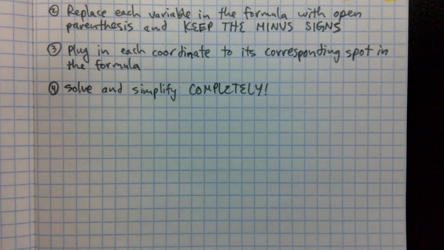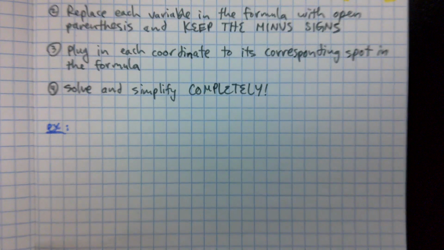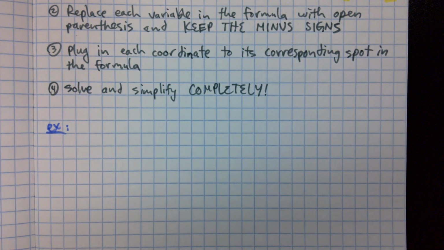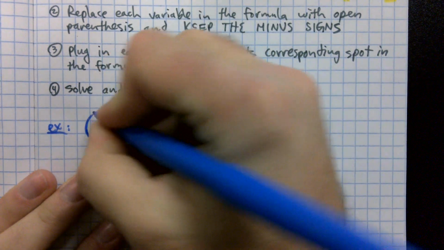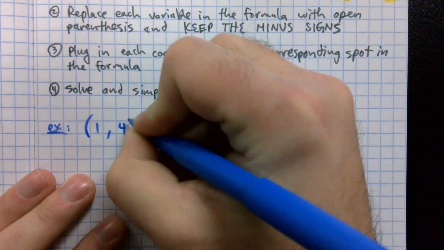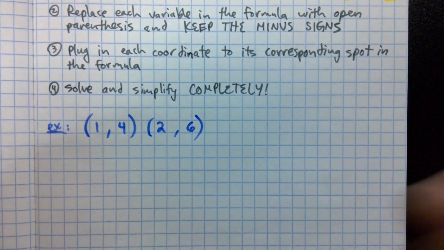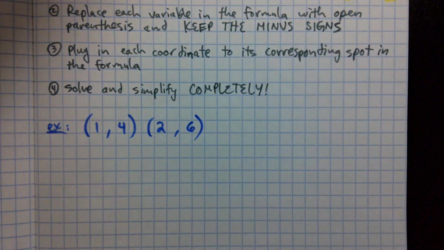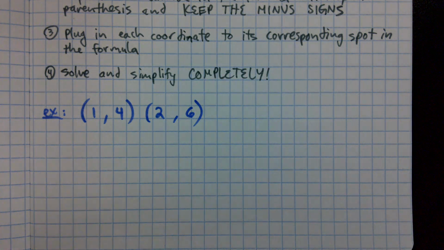All right, let's go ahead and take a look at an example. Let's say we've got 2 points, 1, 4, and 2, 6. No graph, no table, just 2 points. We're going to be able to find the slope with just these 4 little numbers here.